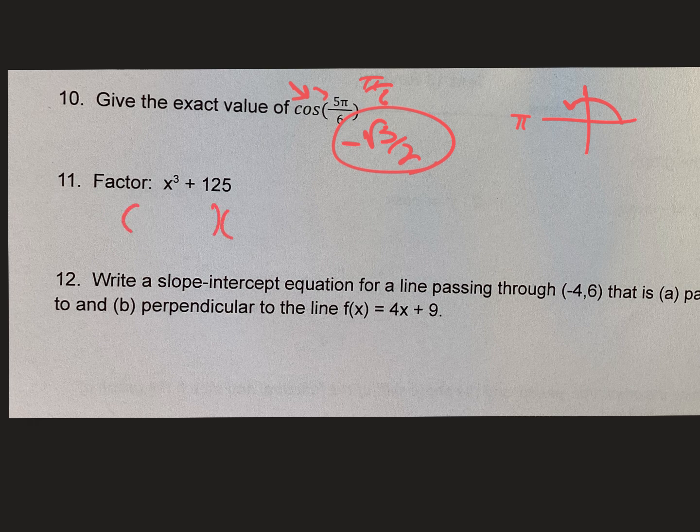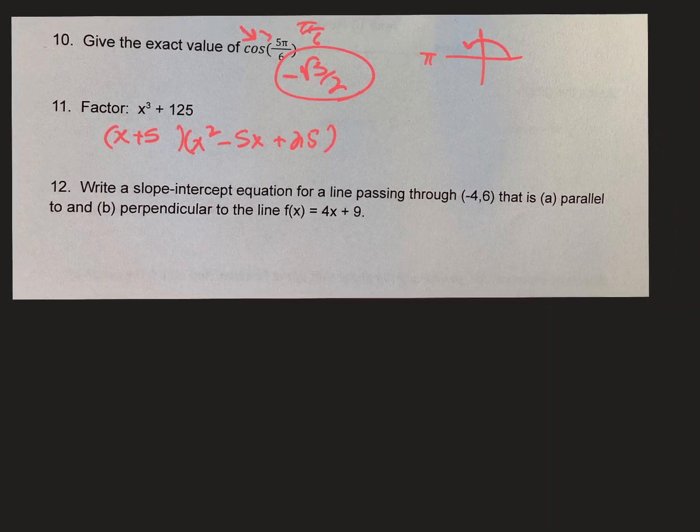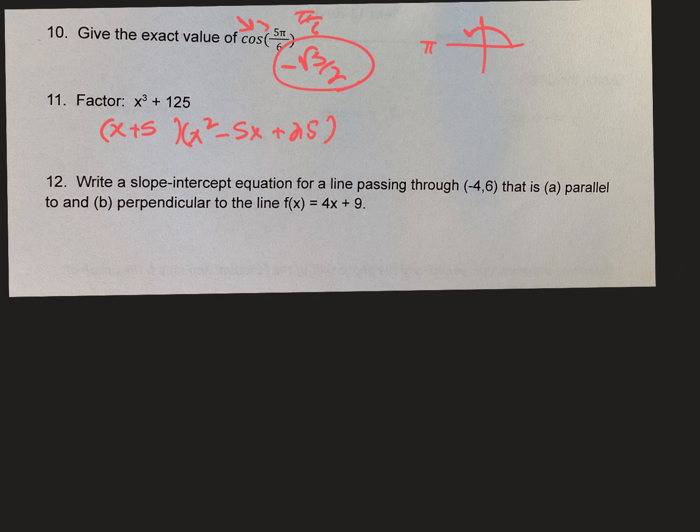Number 11, again, factor cubes. Small, big, cube root, square the first, multiply together, change the sign, square the second. And there's that. Number 12, write a slope-intercept equation for a line that passes through negative 4, 6, and is parallel and perpendicular, so 2 parts to that line right there. Now, when I'm looking at that equation they gave me, what I know is the slope is 4. That's what I know. So there's my slope.